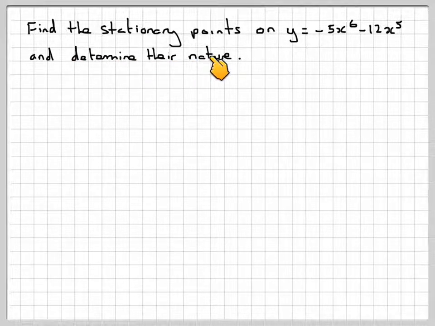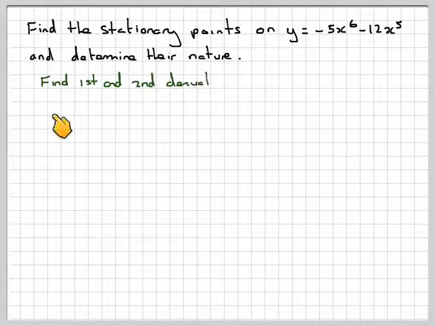Find the stationary points on y equals minus 5x^6 minus 12x^5 and determine their nature. By determining their nature, meaning finding whether they're a maximum, minimum, or point of inflection. And we're going to use this as an example of how to use the second derivative test. So first of all, find the first and the second derivatives.